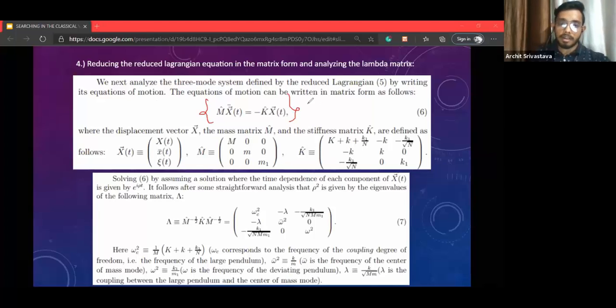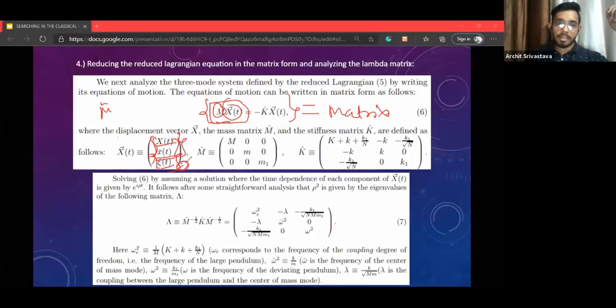We reduce it into a matrix form, so that we have more tools available for its analysis and for doing more operations on it. M is the mass matrix of the whole system, and X is the displacement vector, which has the three degrees of freedom that we were talking about, out of which these two are strongly coupled, and this one corresponds to the special pendulum that we were talking about.